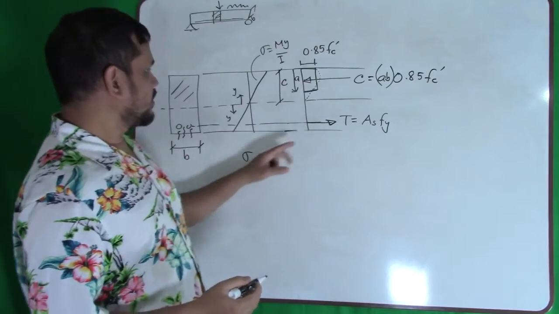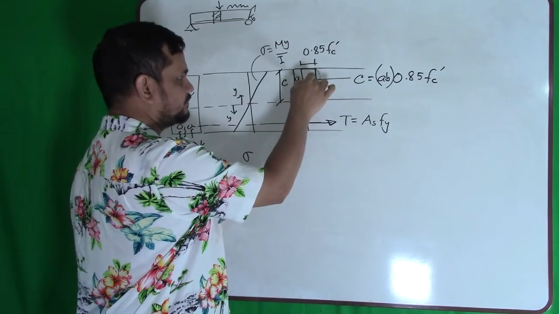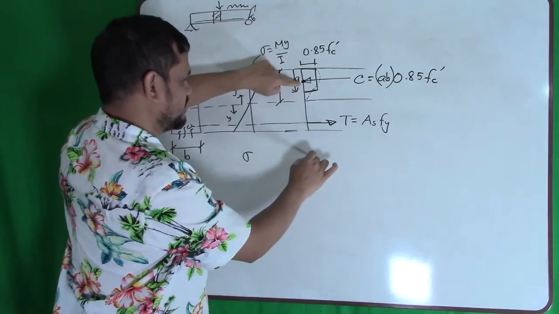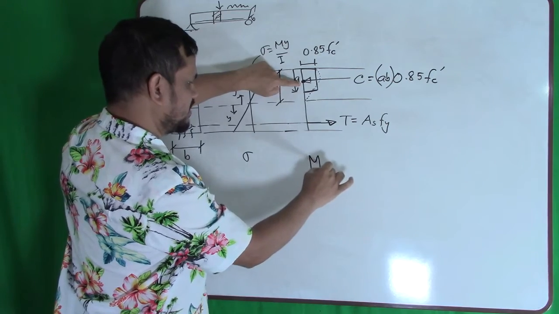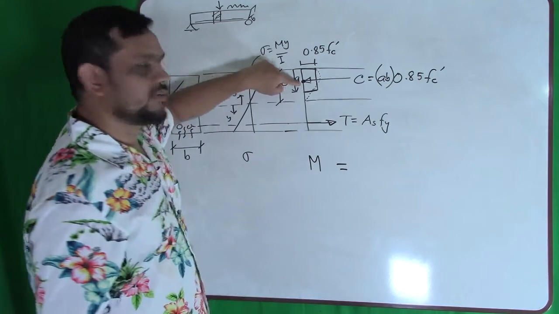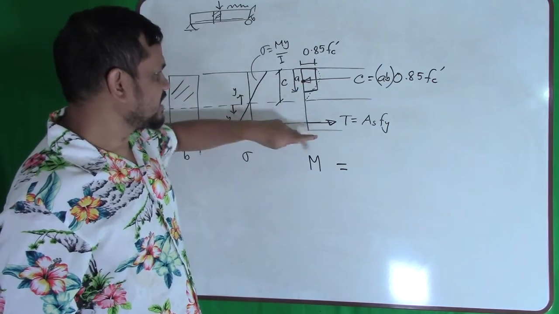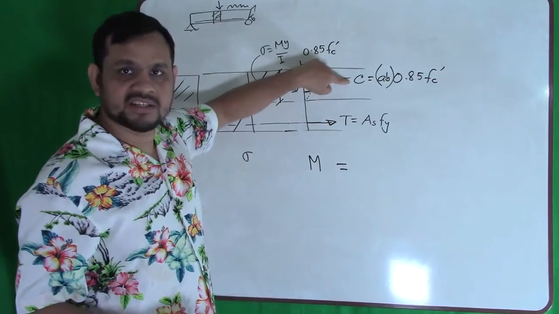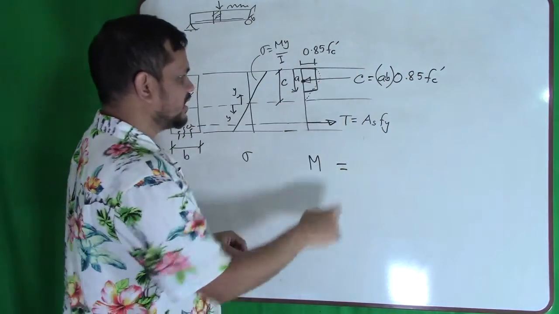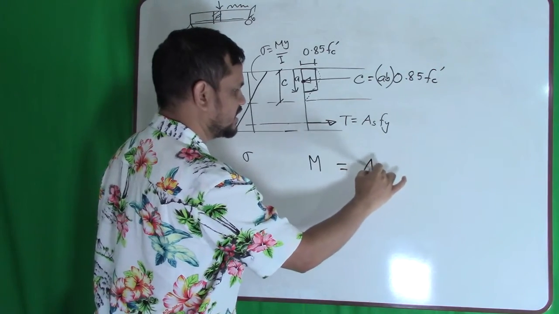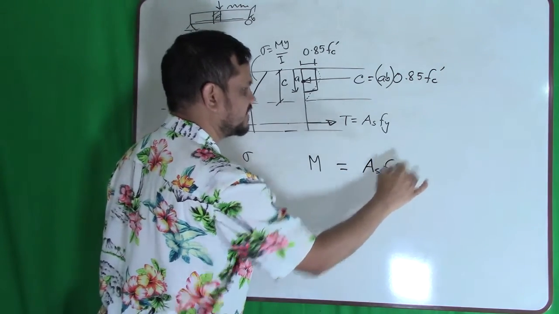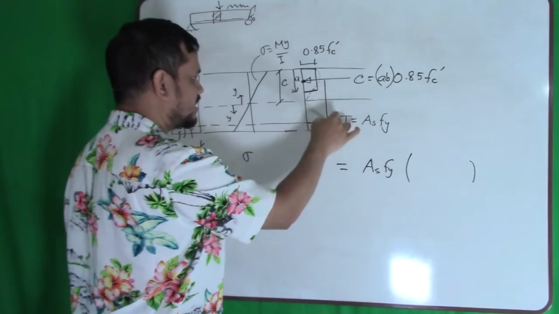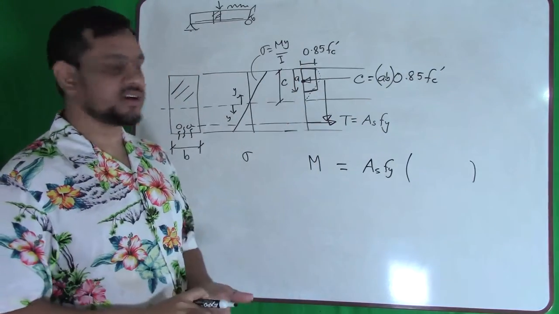Okay, now if I take moment in this section, my moment about this point will be force times distance. So inside my section, if I take moment here, then this force will vanish because this force is going through this point. My other force is this force. That force is As fy. That's my force. What is my distance? What is my distance from here to here? That is the question, right?